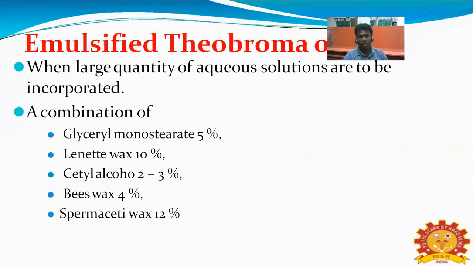Emulsifying theobroma oil is used when a large quantity of aqueous solution is to be incorporated. It is a combination of glycerol monostearate 5%, lanette wax 10%, cetyl alcohol 2 to 3%, beeswax 4%, and spermaceti wax 12%.